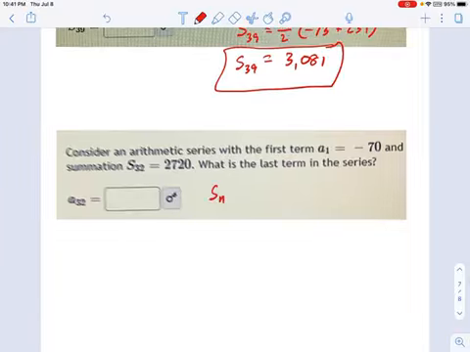Okay, so let's use that formula again right here. It might look at first like a different problem, but you see it's the same formula. They're just giving you a different part of the formula. Let's go through how we do that. So they're telling us A1 is negative 70. Okay, great. And they're saying the summation is 2,720.